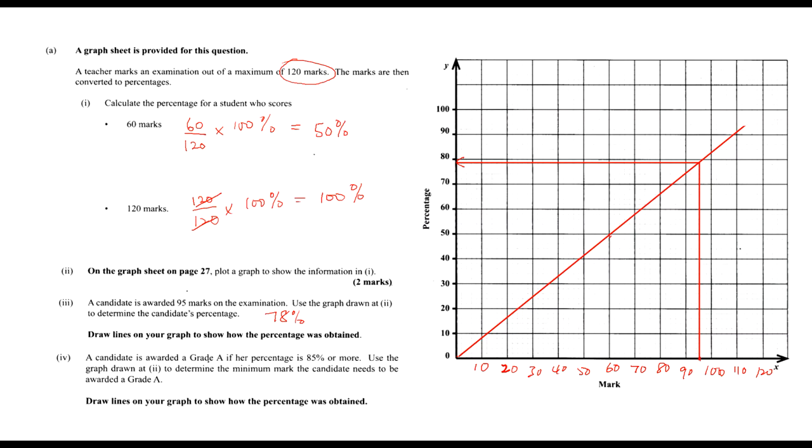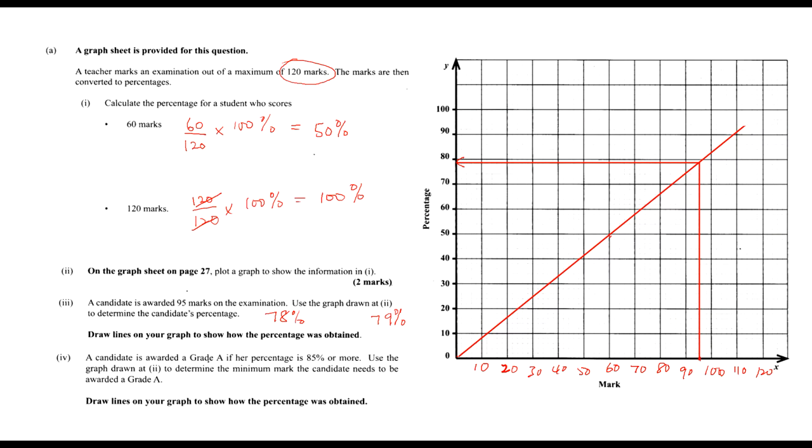I can use my calculator to double check. If they scored 95, it'll be 95 over 120, which actually gives me 79%. So if you plot it accurately, you should get 79%. This is just a rough estimate, showing you the general way to work out the solution.